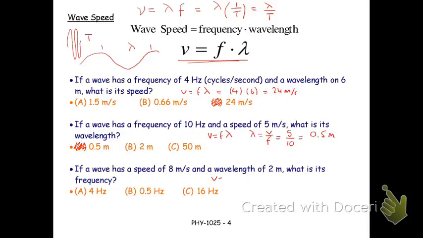And V equals f lambda. In this case, I want to find its frequency. f is equal to V over lambda, which equals 8 meters per second over lambda 2 meters, which equals 4 meters per second. I'm sorry, no, that's not right. I'm trying to find frequency, 4 hertz. Yep.